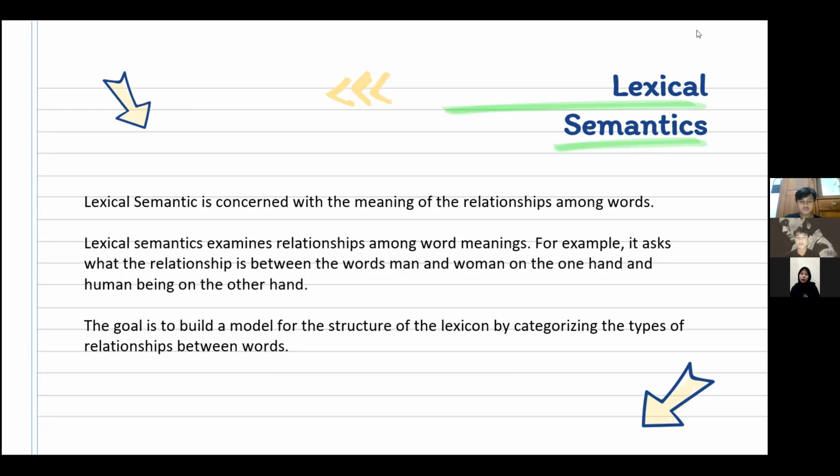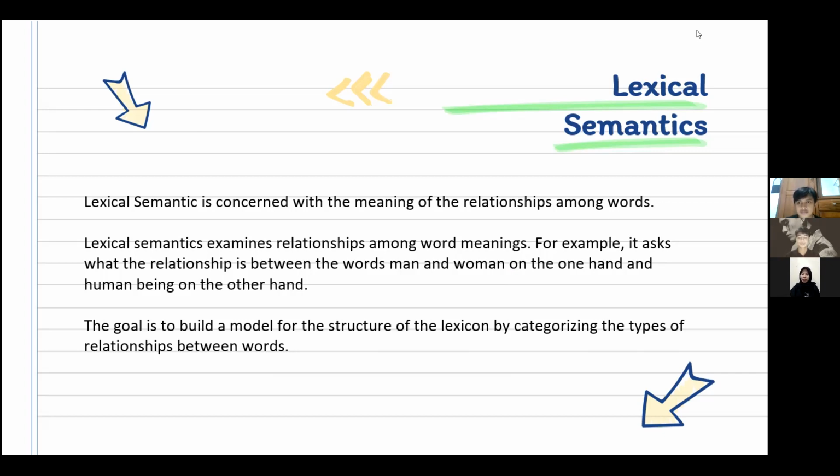It is the study of how the lexicon is organized and how the meanings of lexical items are interrelated. Its principal goal is to build a model for the structure of the lexicon by categorizing the types of relationship between words. And lexical semantics is focused on linguistic meaning.